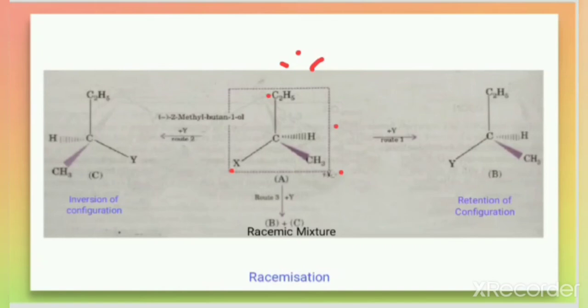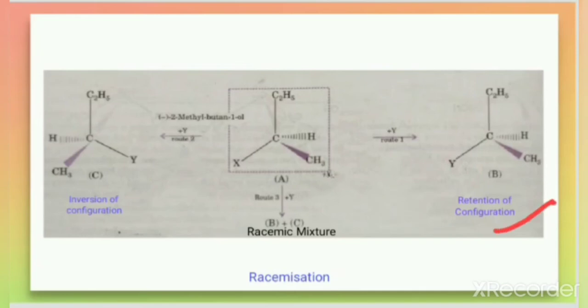Now when X is substituted by Y, it takes place in two ways. First let us find route A. In route 1, we find that X is replaced by Y. When you check the reactant and the product, you can find that the configuration of the ethyl group, methyl group and hydrogen does not change. It remains as it is. Such a product we call as formed by retention of configuration.